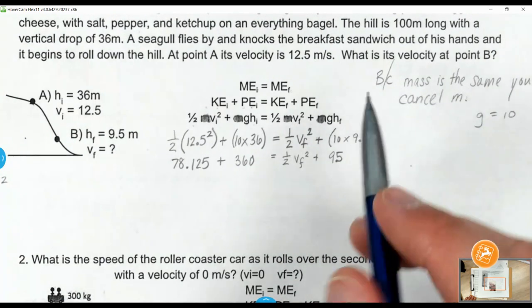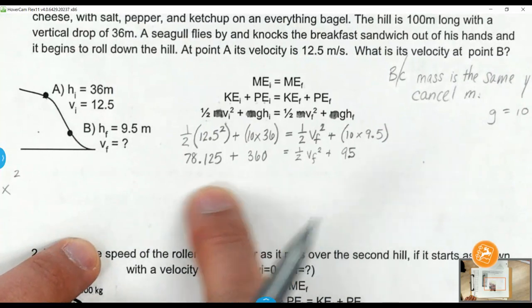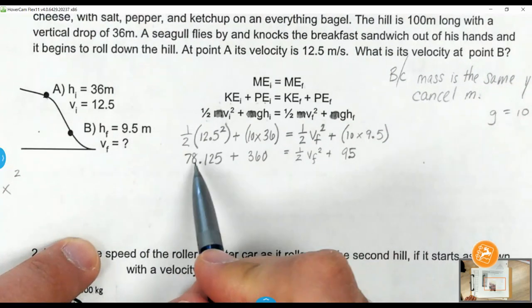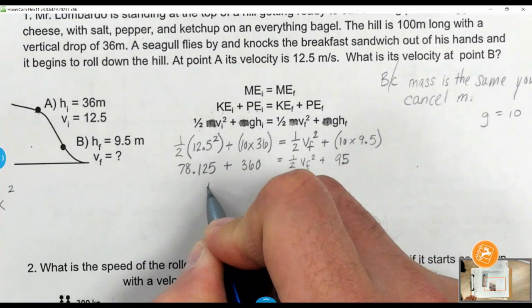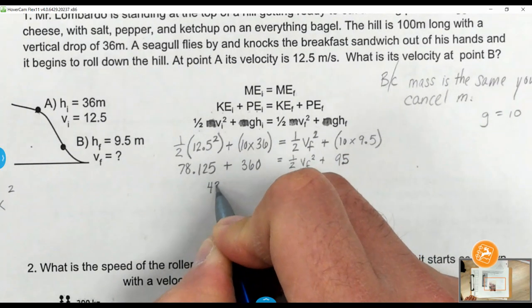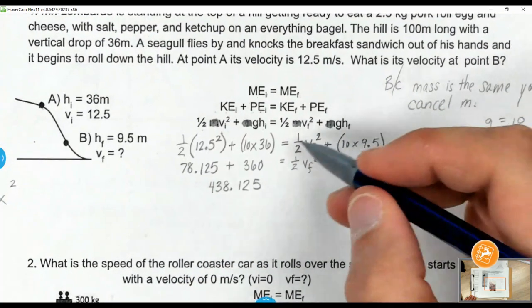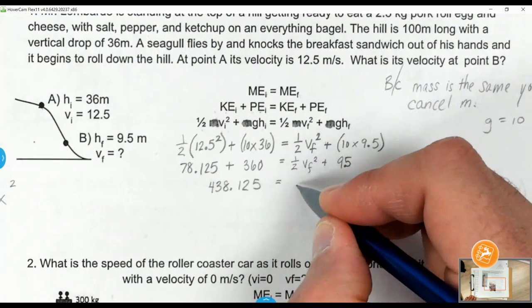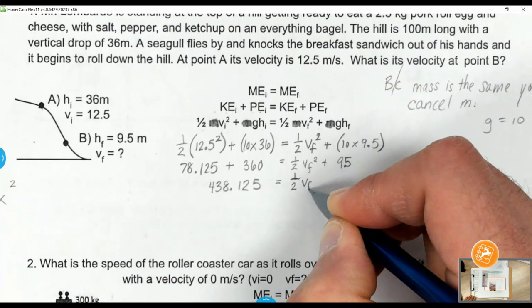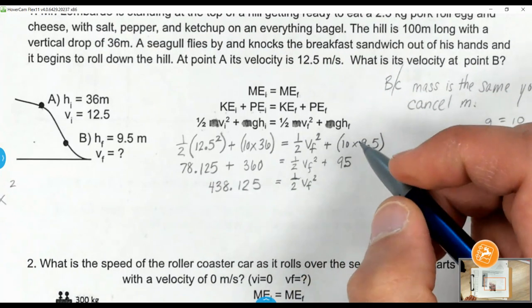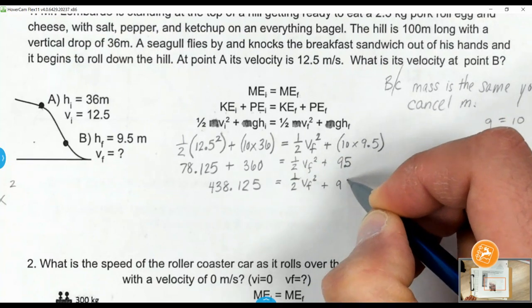So what I like to do is I like to make sure if I do have 2 numbers on the left side that I add them together. So that's what I'm doing. I'm going to add 78.125 plus 360, and that comes out to be 438.125. Again, I'm bringing down the equal sign. I still don't have v_f, so I still have to keep this 1/2 v_f squared. Bring down my plus sign. 95.